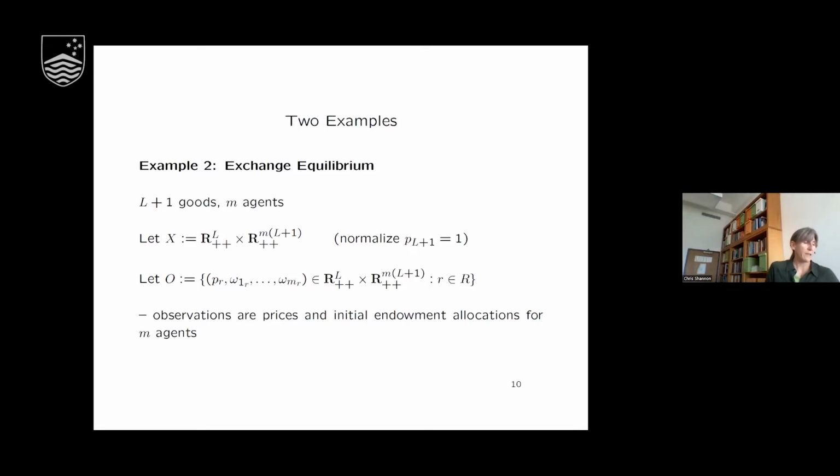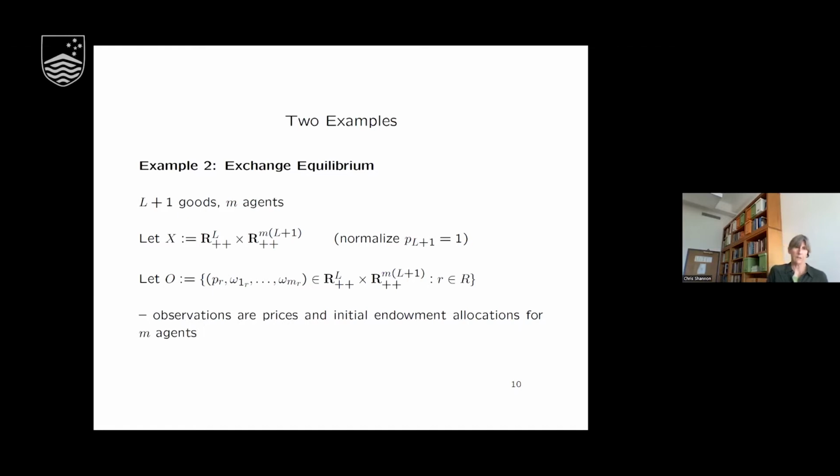What the analyst can observe are price vectors and a profile of initial endowments for the consumers. For this example, I'm going to normalize the price for the L plus first good to be 1. This is looking ahead, trying to ease the notational burden down the road. And so a data set would be some particular collection of price vectors and profiles of initial endowments for the M consumers.